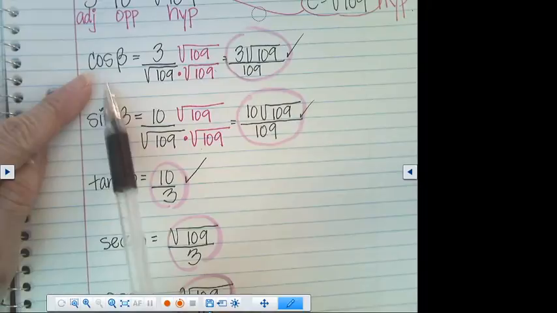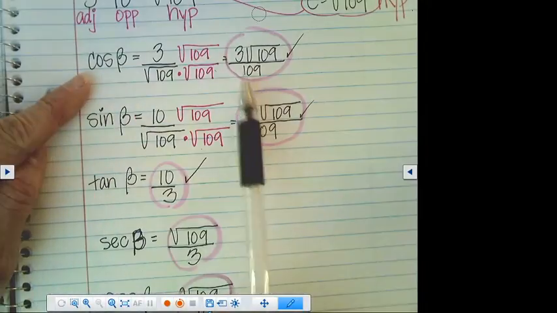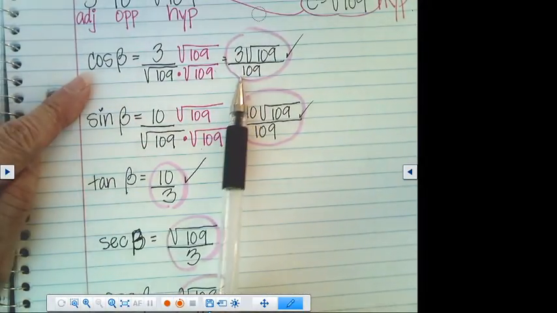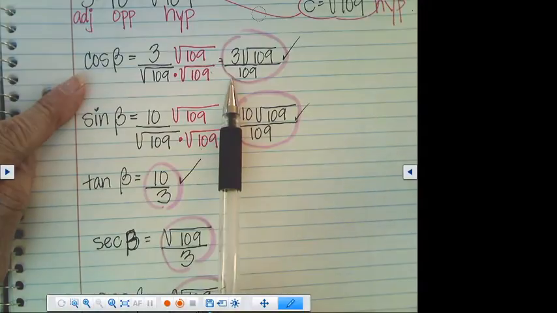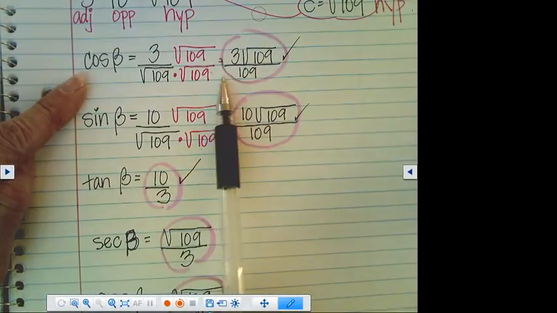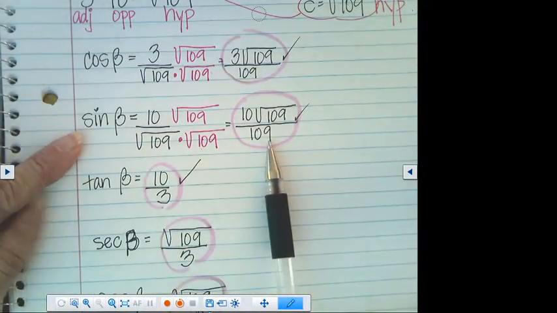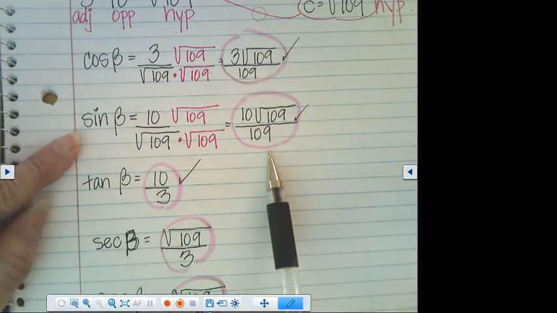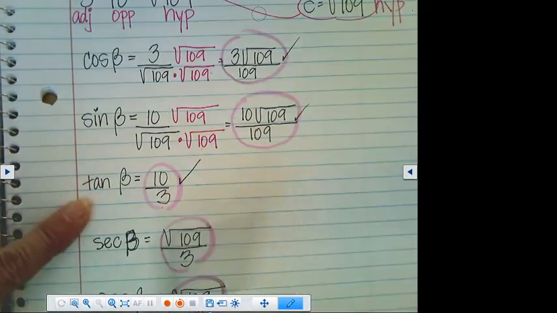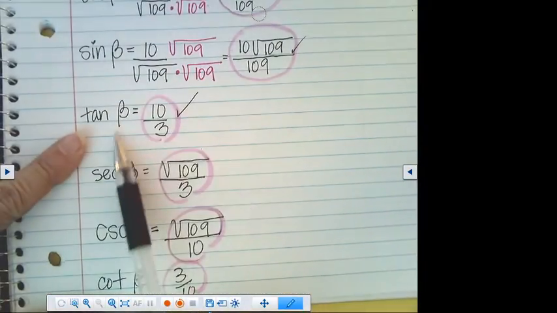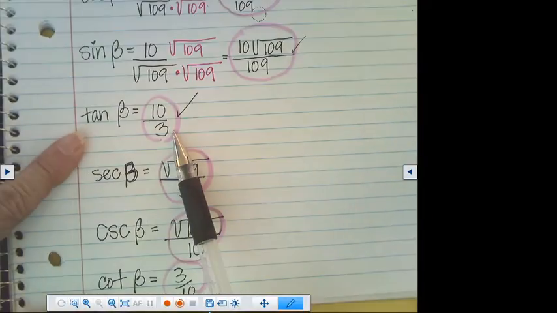Hopefully you got that the cosine of our beta is equal to, our final answer, 3 square root of 109, divided by 109. The sine of beta, final answer, 10 square root of 109 divided by 109. The tangent answer, opposite over adjacent, is 10/3.